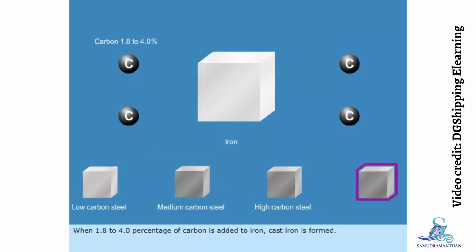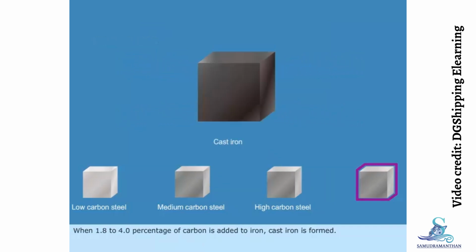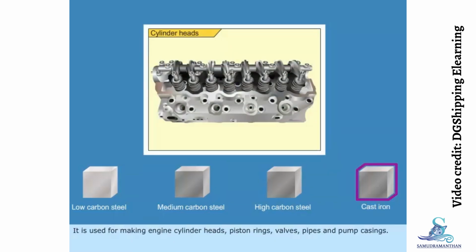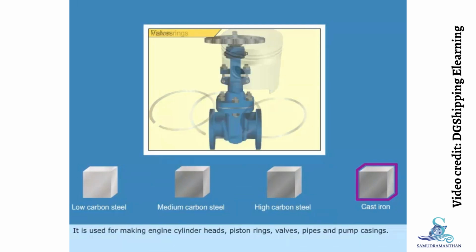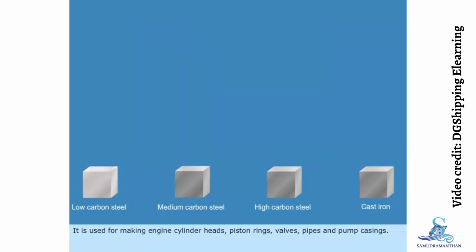When 1.8 to 4% of carbon is added to iron, cast iron is formed. It has high compressive strength, good machinability, and wear resistance. It is used for making engine cylinder heads, piston rings, valves, pipes, and pump casings.